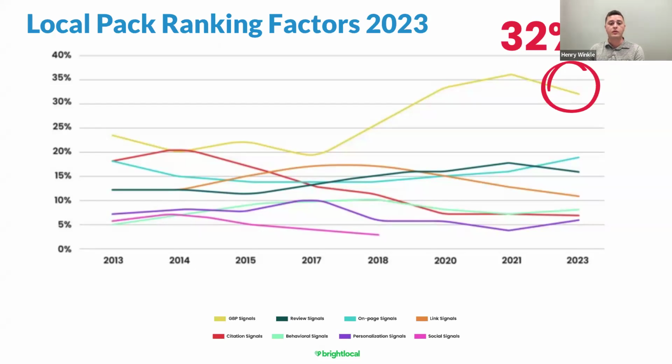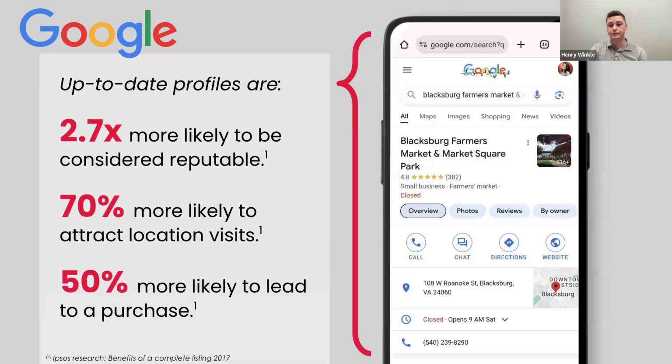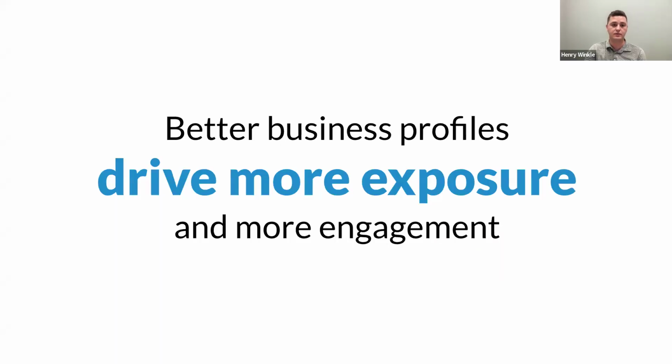So just by having an up-to-date Google business profile, you are 32% more likely to end up in a local pack. Not only that, but you are also 2.7 times more likely to be considered reputable, 70% more likely to attract location visits, and 50% more likely to lead to a purchase just by having these profiles up to date.